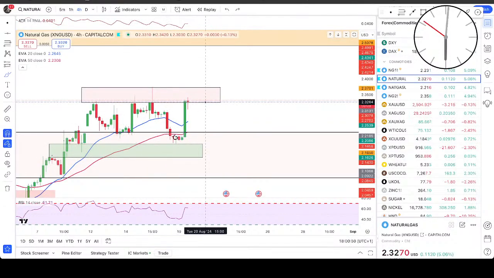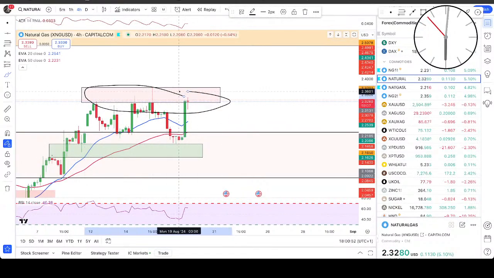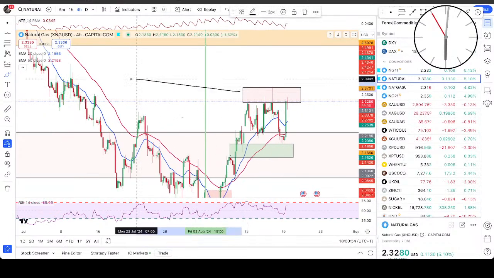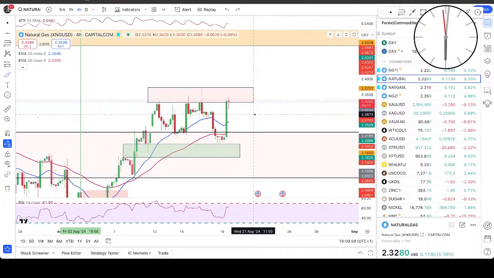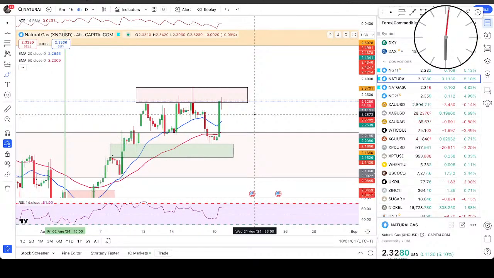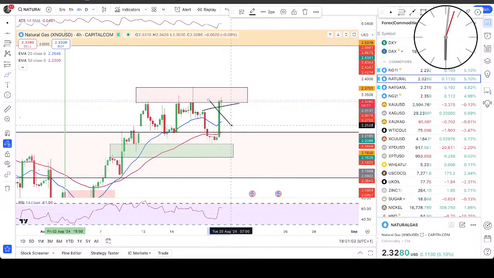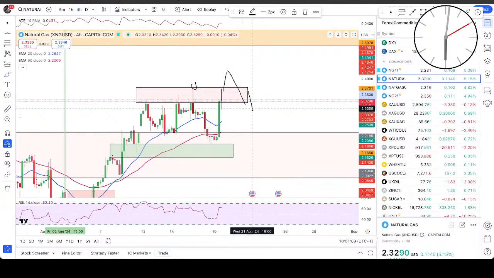Now this is the level of resistance. If you see the previous area, that's why I will not hold on with my positions. I will cut my trades for natural gas, and I will wait for the price to break above this high for the next pullback entry bullish.